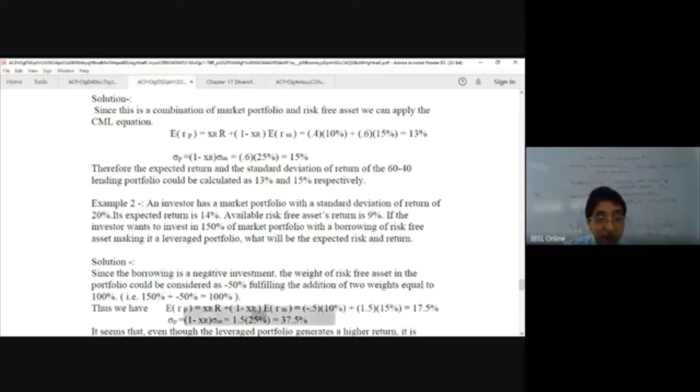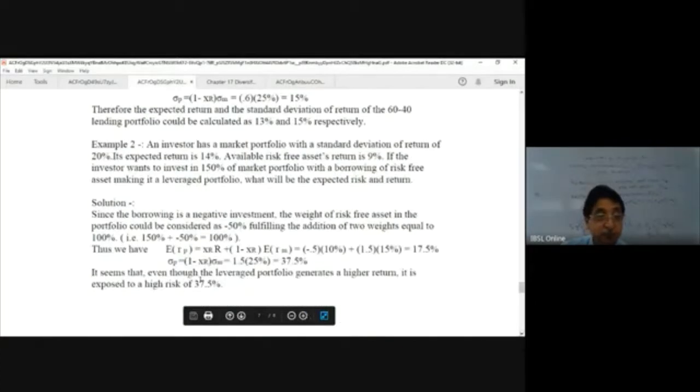Now, since borrowing is a negative investment, the weight of the risk-free asset in the portfolio could be considered as minus 50%, fulfilling the addition of the two weights equal to 100%. I think you now got the point, because the weight cannot be 150% altogether. In order to have a balanced portfolio, the weight has to be 100%. So you have to add minus 50 to 150 to come to 100%. The meaning is you borrowed the risk-free asset 50%. That is what it means.